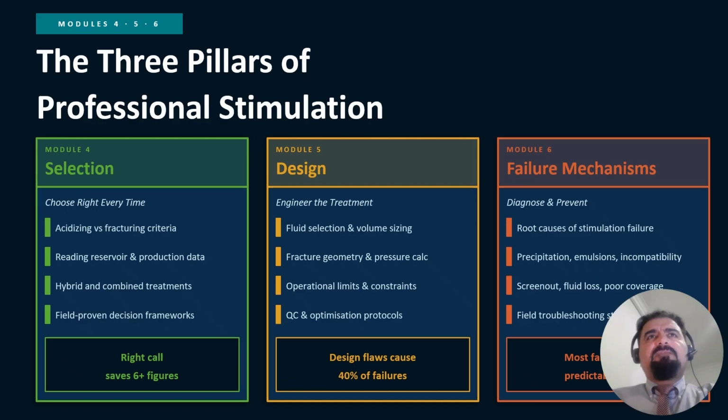Modules 4, 5, and 6 are the 3 pillars of professional stimulation engineering. Selection, reading reservoir data and making the right call every time. Design, engineering the treatment with fluids, geometry, and operational constraints properly accounted for. And troubleshooting, because even well-designed treatments fail. Knowing why and catching it early is what separates good engineers from great ones.